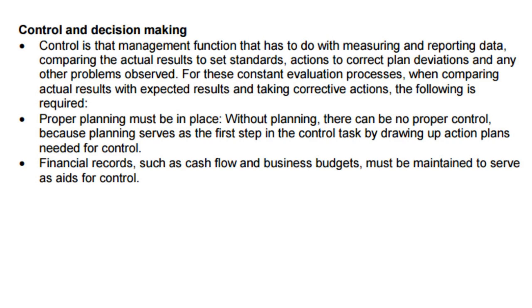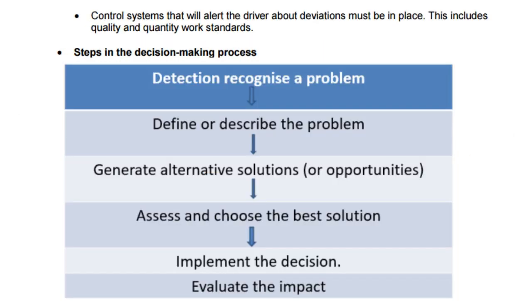For these constant evaluation processes, when comparing actual results with expected results and taking corrective actions, the following is required. Proper planning must be in place. Without planning, there can be no proper control, because planning serves as the first step in the control task by drawing up action plans needed for control. Financial records, such as cash flow and business budgets, must be maintained to serve as aids for control. Control systems that will alert the driver about deviations must be in place. This includes quality and quantity work standards.